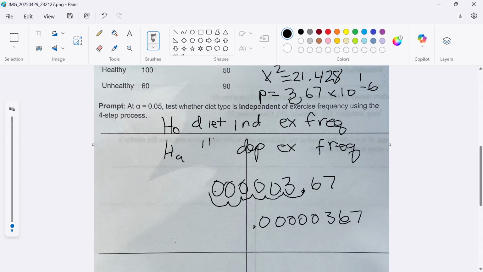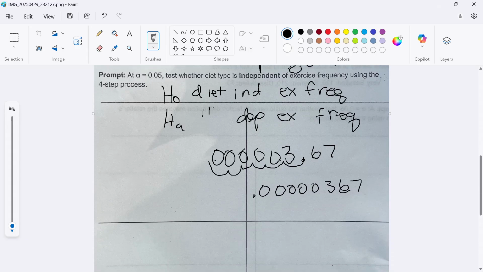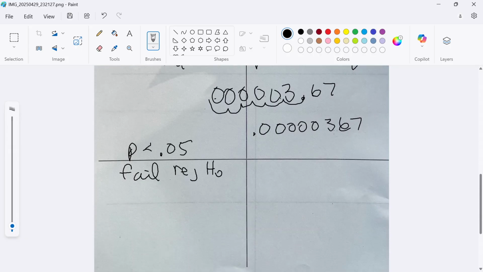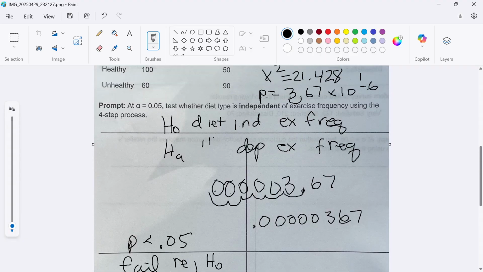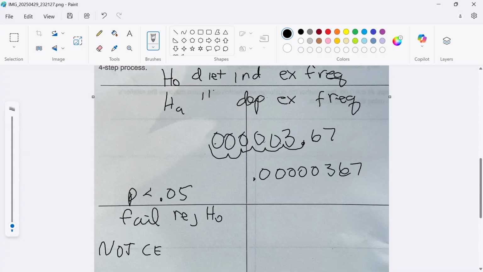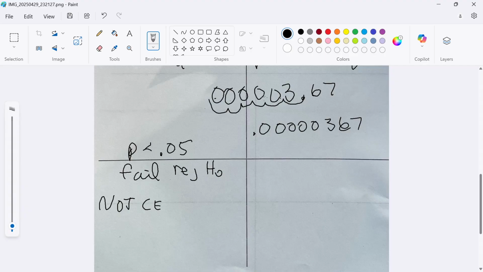Let me compare it to my significance, 0.05. P is less than 0.05. I fail to reject the null hypothesis. I fail to reject that diet is independent of exercise frequency. There is not compelling evidence of the alternative hypothesis that diet is not independent of exercise frequency. There's not convincing evidence that diet depends on or is not independent of exercise frequency.